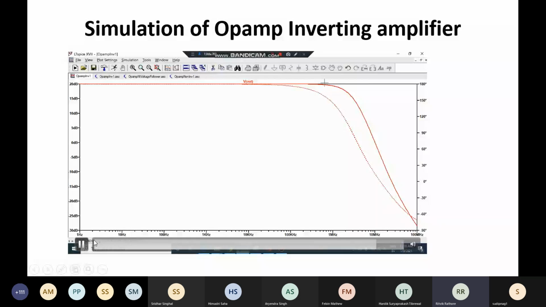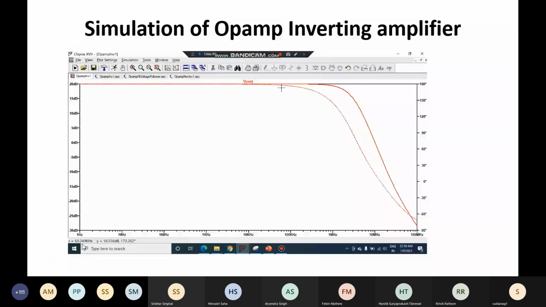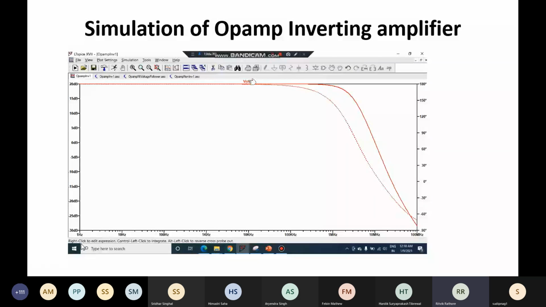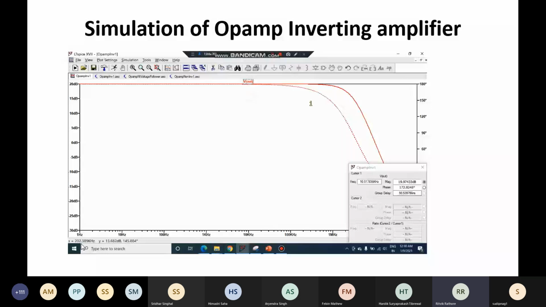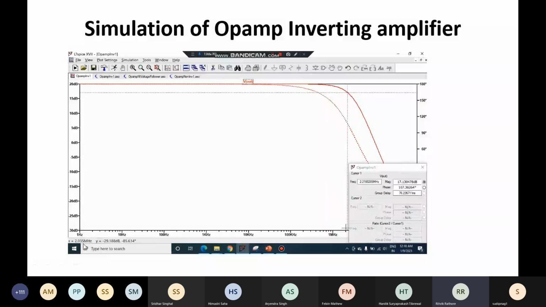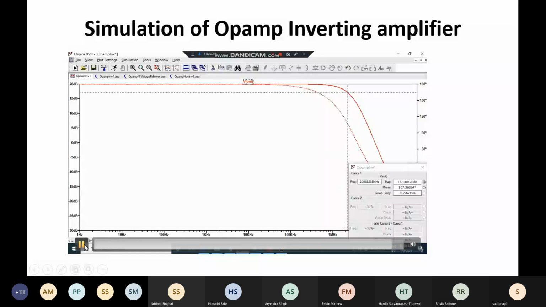Upper cutoff frequency we can calculate. You just click on this V out, it will give you a cursor. Now you will move that cursor to 17 dB because cutoff frequency is calculated at 3 dB below the maximum gain, right? At 17 dB, we have 2.218 megahertz of frequency. That's why the upper cutoff frequency is 2.218 megahertz for this amplifier.